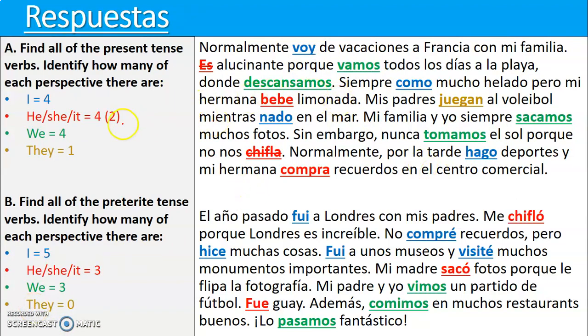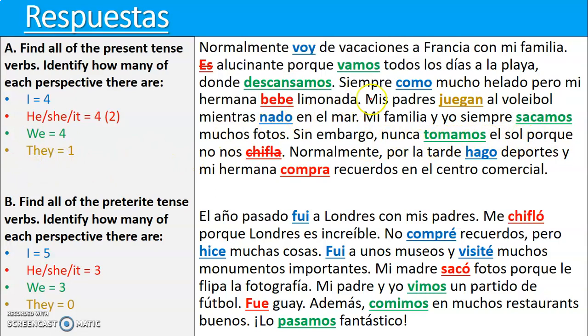You've got technically 4 he or she, it verbs, but I didn't expect you to recognise es and chifla. So bebe and compra were the main 2 ones that I hoped you'd recognise. So with mi hermana, my sister, drinks lemonade, and then mi hermana, my sister, buys recuerdos, which is souvenirs. 4 we verbs. So vamos, we do that one together, we go. Descansamos, we relax. And then you've got my family and I, we take photos. And then tomamos el sol, nunca tomamos el sol, we never sunbathe.